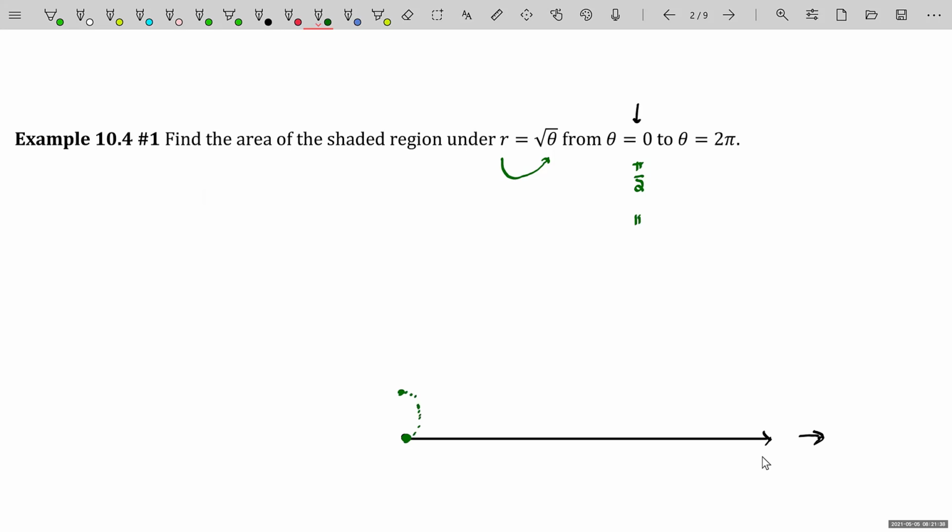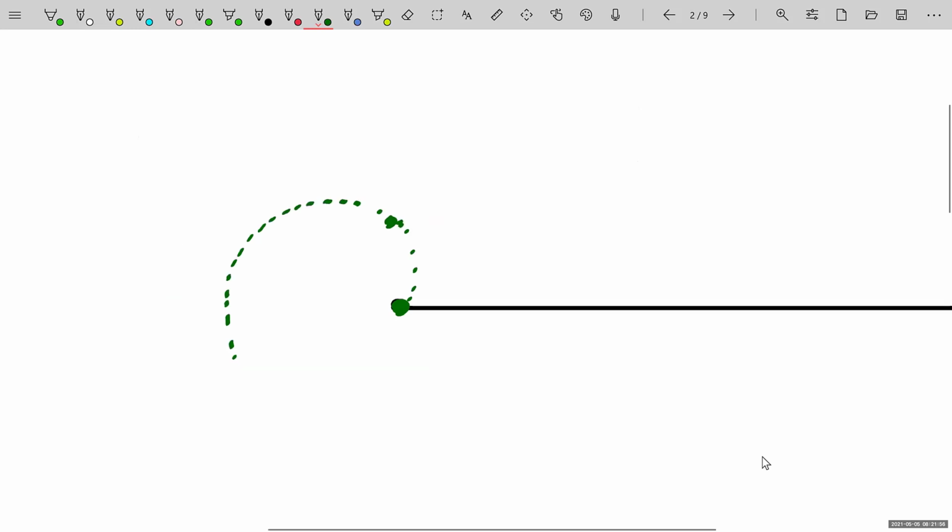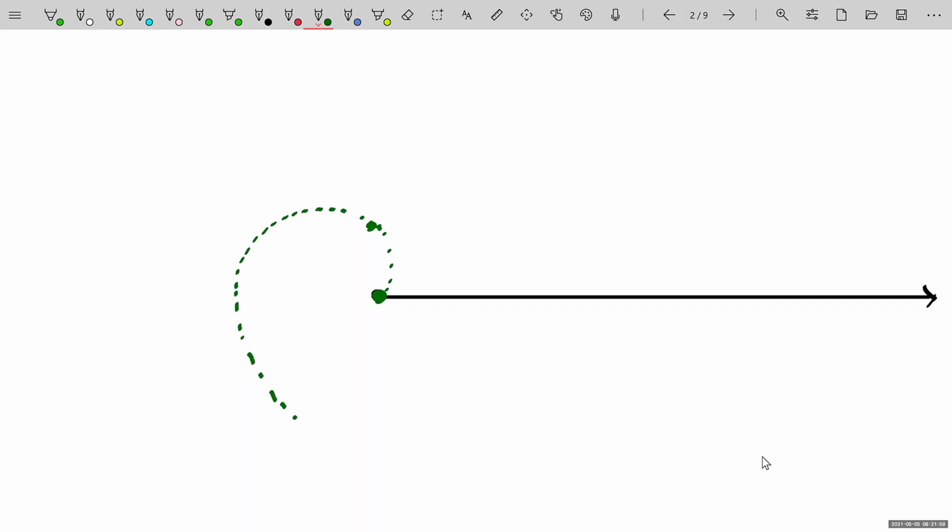If I turn through the angle pi, I'm throwing a rock square root of pi units in front of me. If I go to the angle 3 pi over 2, I'm throwing a rock square root of 3 pi over 2 in front of me. If I turn through an angle of 2 pi, I'm throwing a rock a distance of square root of 2 pi in front of me.